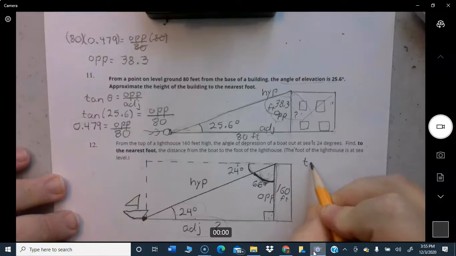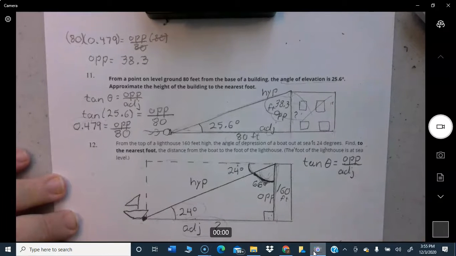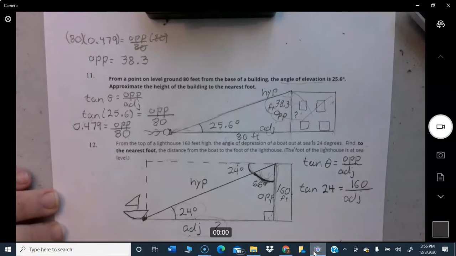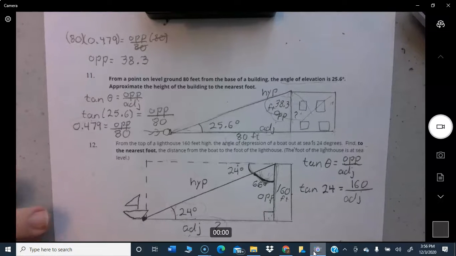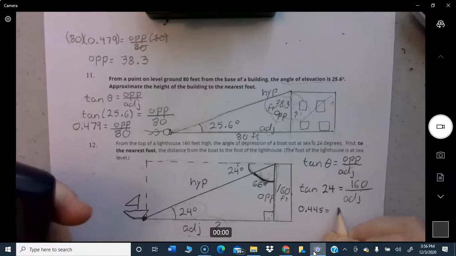So we'll come over here and write the formula. Okay, now we can plug in the numbers. It's the tangent of this angle is 24. Okay, the opposite is 160. And our unknown here is the adjacent. Okay, all right. So go to your calculator. Just go to your online or your hand calculator. I'm just going to do it on my hand calculator. And I have tangent of 24 degrees gives us 0.445 equals 160 over adjacent.